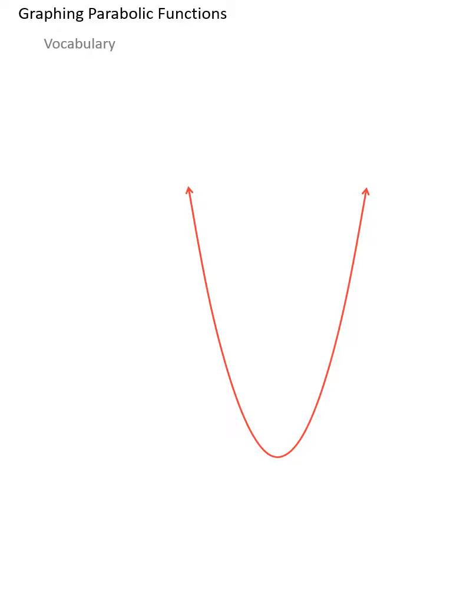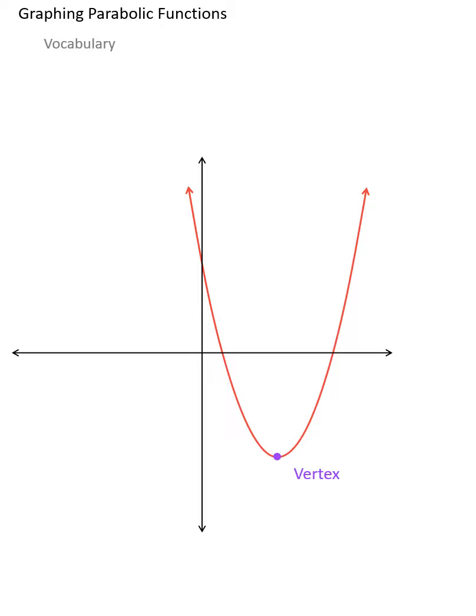A parabola is a U-shaped graph like this one. It can be sitting anywhere on a graph. I'll put the x and y axis in here just to give an image. The turning point of the parabola is the vertex. If the parabola is opening upward like this one, then the vertex would be the lowest point on the parabola.